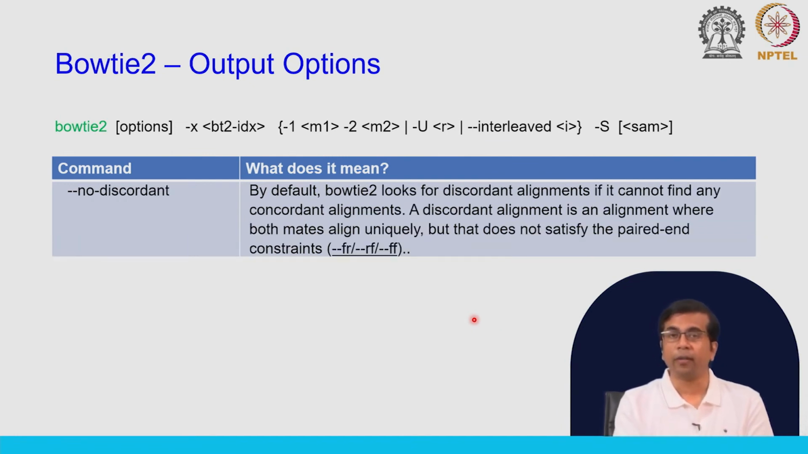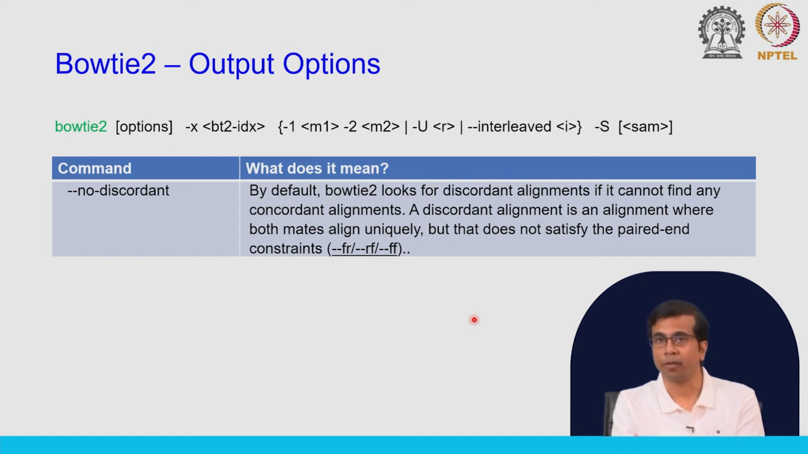You can also mention minus no discordant. If you do not want discordant mapping, you can simply say so, and it will stop at concordant mapping. If there is no concordant mapping, it will just discard those reads and not do the discordant mapping. In some applications, if you are not interested in looking at structural variants or some sort of recombination, you probably would not do this discordant mapping. So, you can mention this, and this will speed up the process even further. It will not try to do the concordant mapping, then discordant mapping, and then the individual mapping.